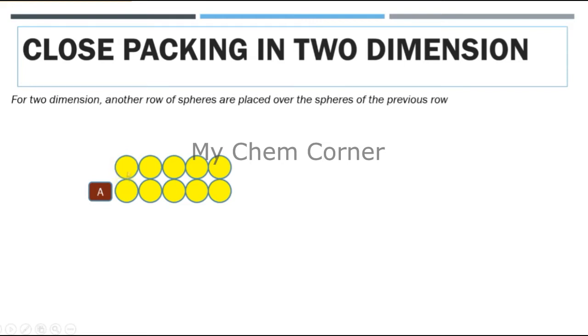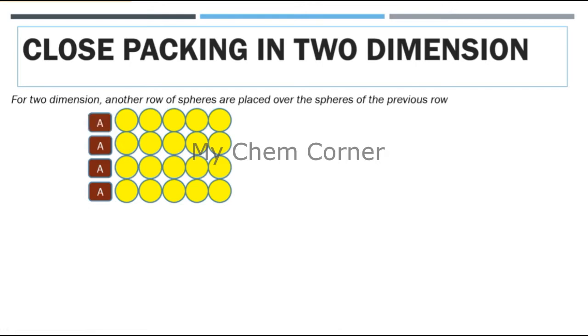So here if you see, both the rows are the same, so I'm going to name this also as A because both the row arrangements are the same. Similarly, I'm going to keep arranging them the same way above. So what happens? I'm going to get the same arrangement in the third and the fourth layer and so on. So each row in this type of arrangement is A type because they're all placed in the same arrangement.